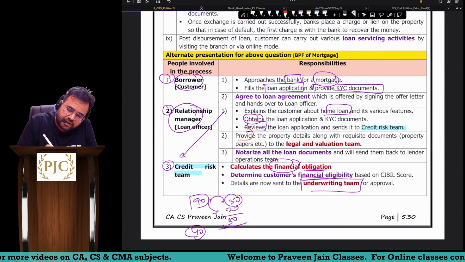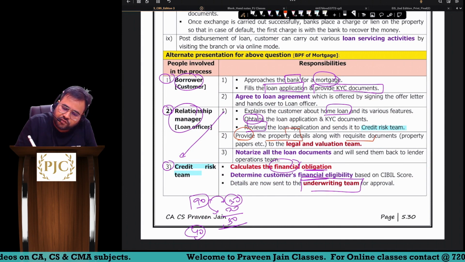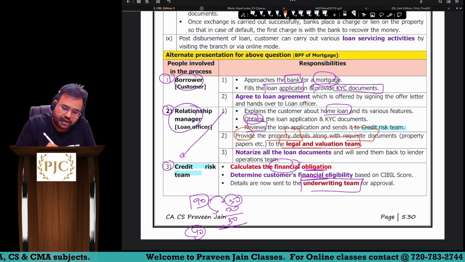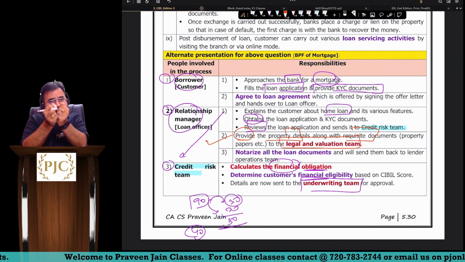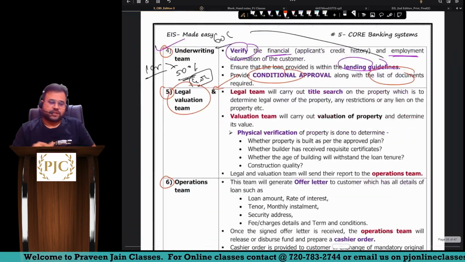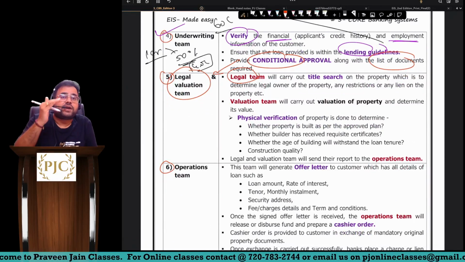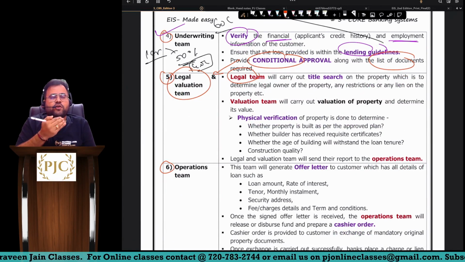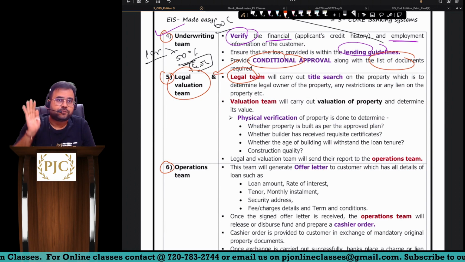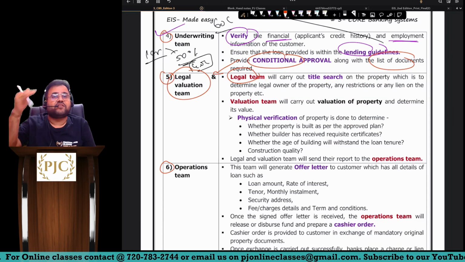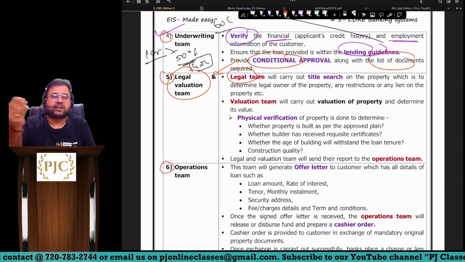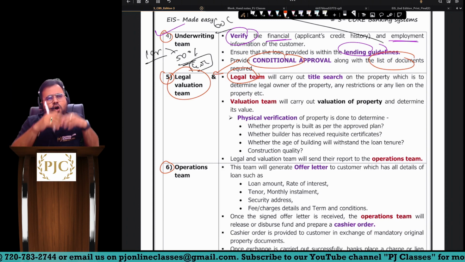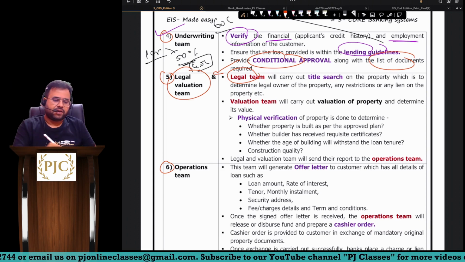The relationship manager will provide the property details along with the requisite documents to whom, sir? The legal and valuation team. He will collect this from whom? The underwriting team, and give it to the legal and valuation team. Whatever property the borrower or customer is buying, whether there is any dispute in the property, whether the legal title is clear, whether the linked documents are clear, what is the encumbrance certificate, whether any other loans are there, all this cross-checking is to be done by one team called the legal team, sir.